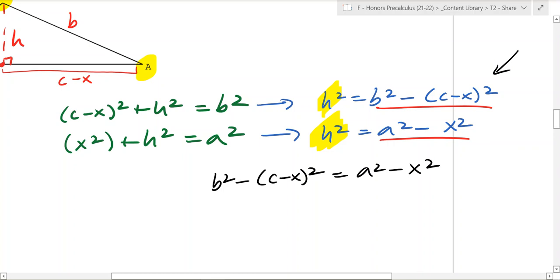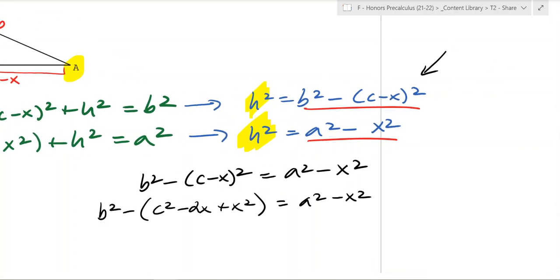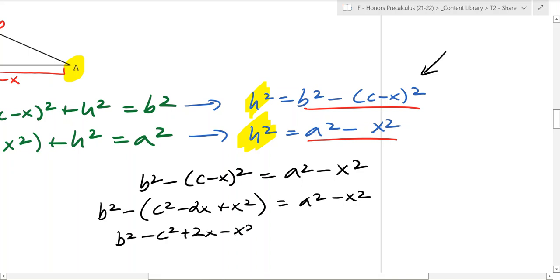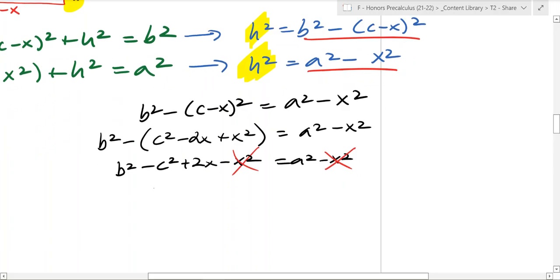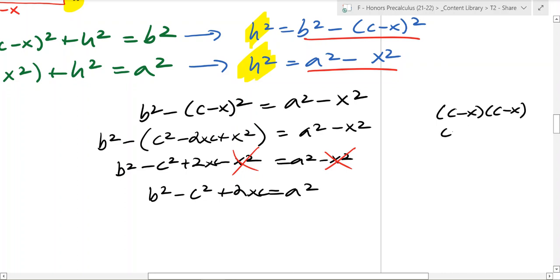And this doesn't seem too helpful, but what we're going to then do is multiply it out. And then we end up with b squared minus c squared plus 2cx minus x squared equals a squared minus x squared. And then you'll notice that the x squareds cancel out. And let's move this over, so you end up with b squared minus c squared plus 2cx equals a squared. So how does this help us? Well, there's a c right there. There's a c right there. Because when you do c minus x times c minus x, you end up with c squared minus 2xc plus x squared.